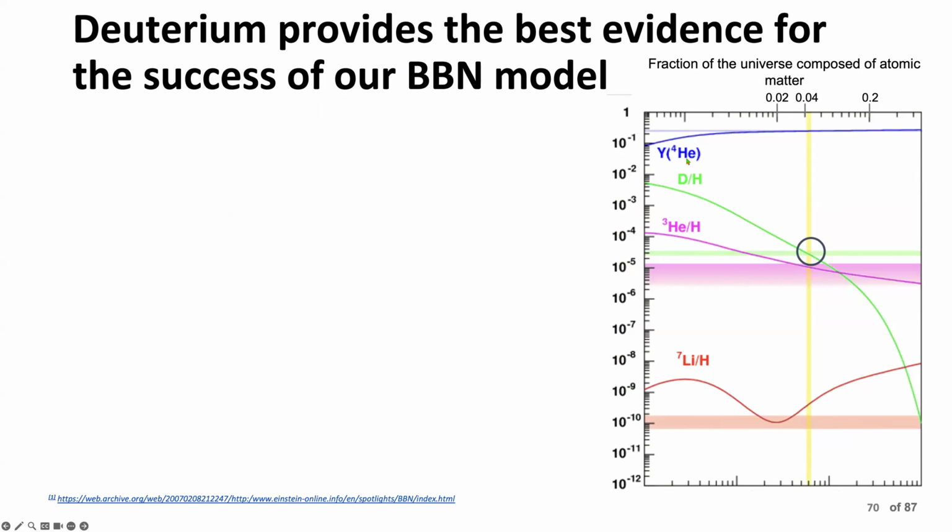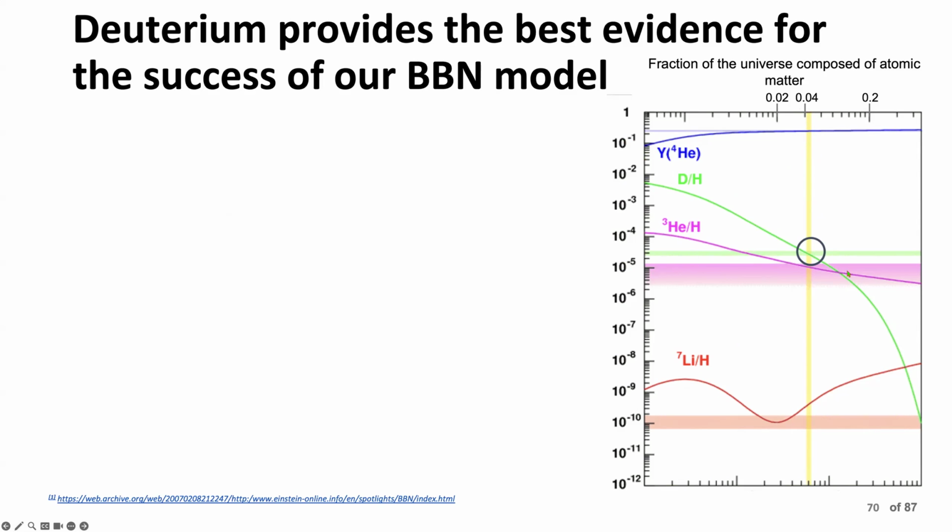Here's a graph that shows, depending on where you are left to right on this graph, a prediction for the amount of helium we should find in the universe, the amount of an isotope of hydrogen called deuterium, the amount of an isotope of helium called helium-3, and lithium. And this yellow bar, you could slide it to the left or right to try to get to the place where the nuclear physics models make all these predictions agree with the measurements.